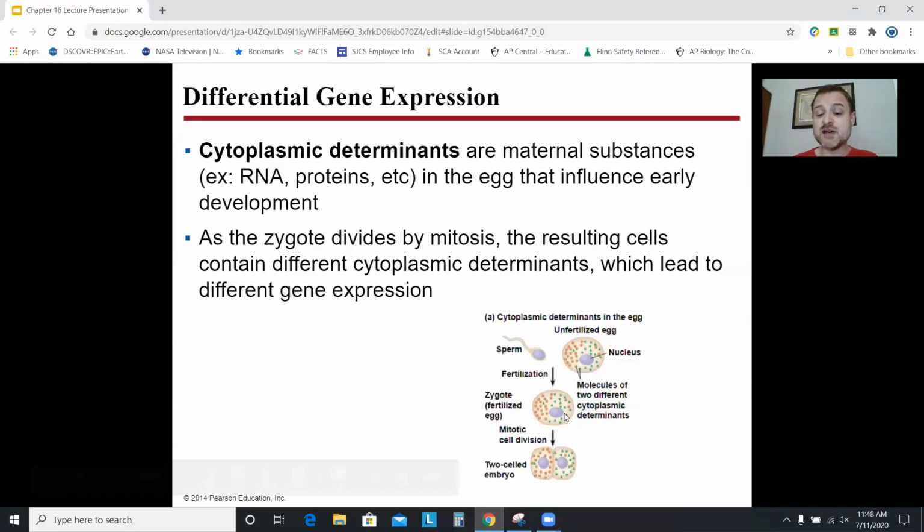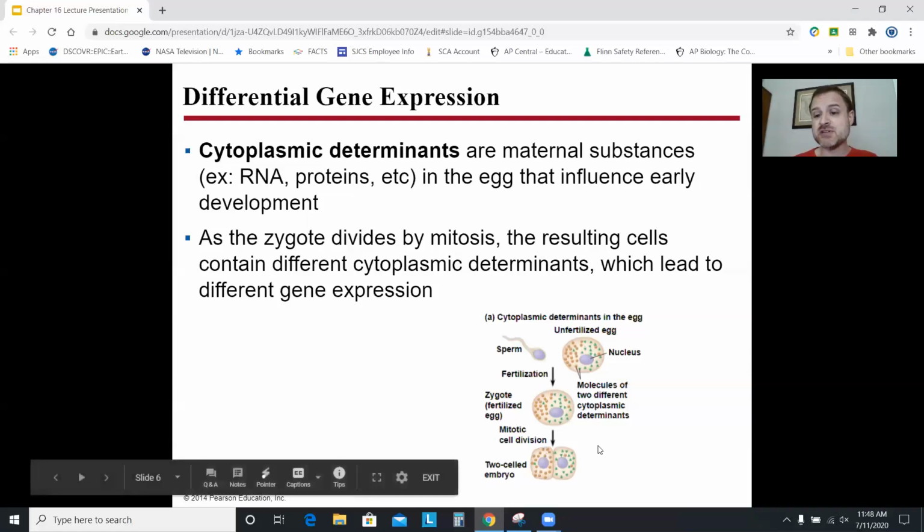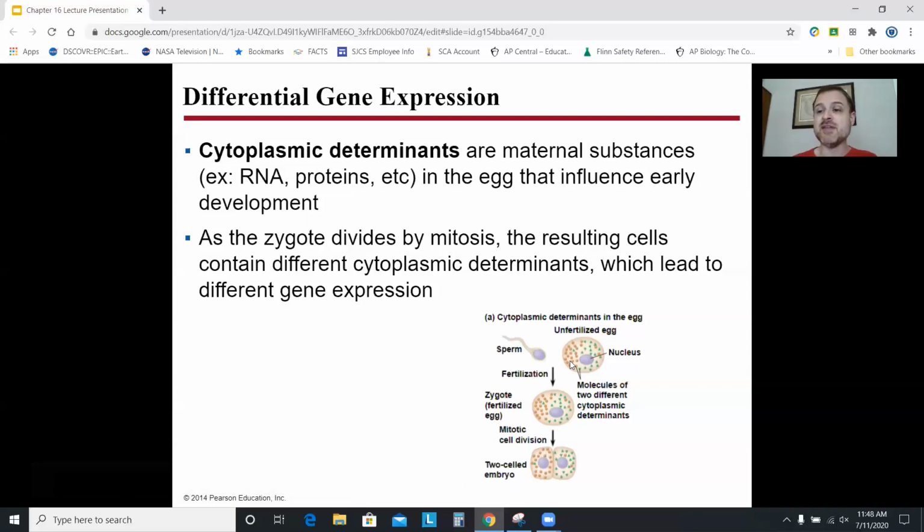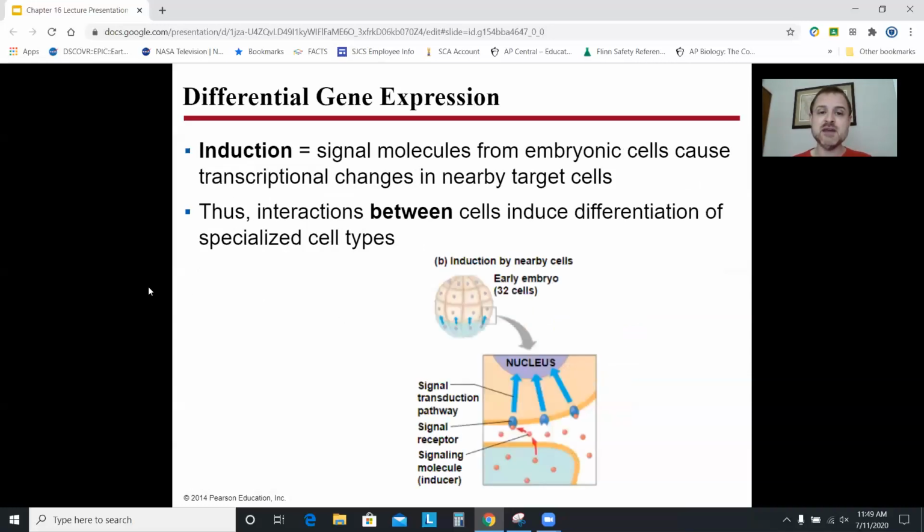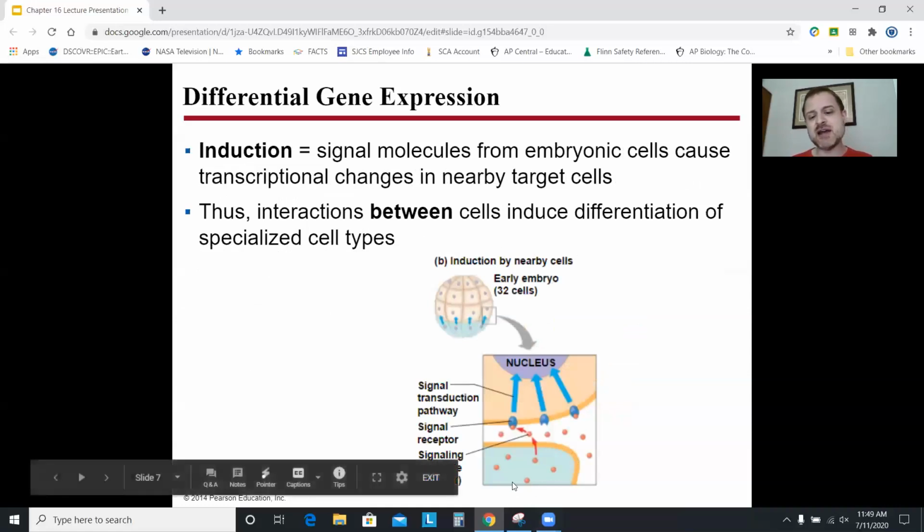So when that cell divides, those become partitioned. So maybe the circles are RNAs that help form the head of the organism, and the triangles help form the tail of the organism. Where those molecules are physically makes the difference. If I move them around, you mess up the development, which we'll discuss later in this chapter. Induction is just the idea. So here I have a cell.